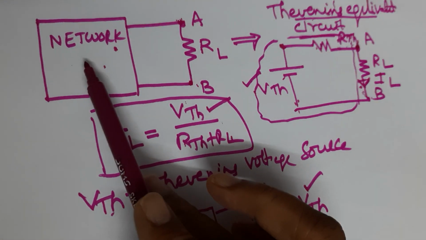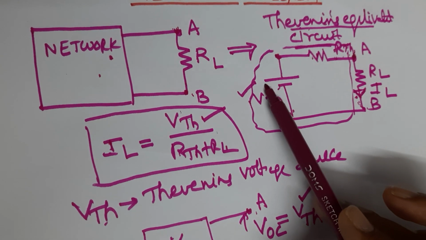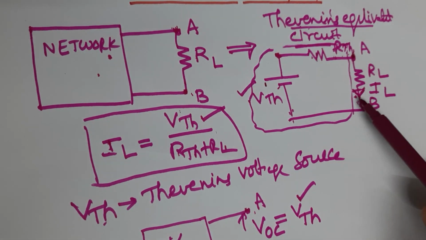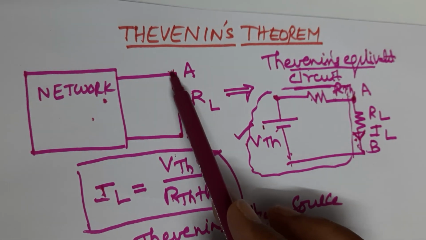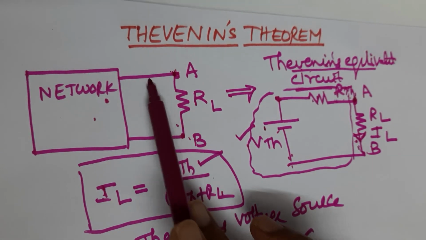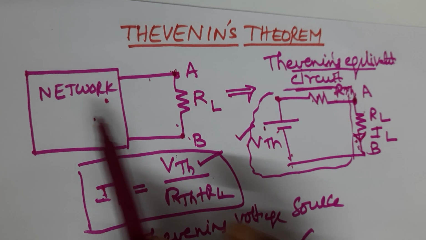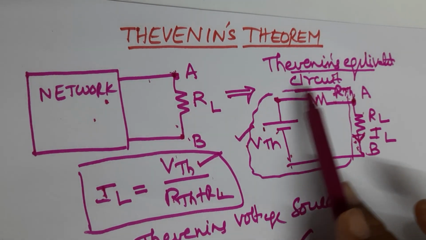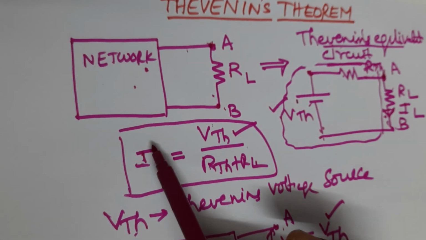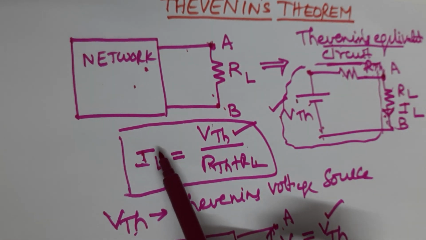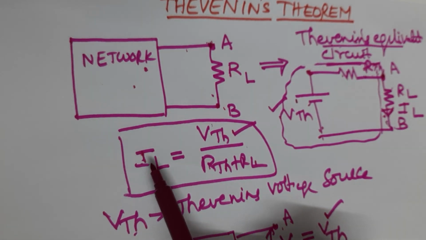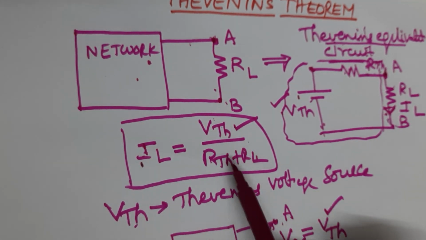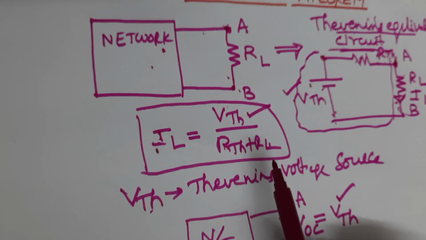Once we replace the network with a single voltage source and a single resistance, then we connect back the load resistance which was already there across the terminals. The same value will be connected here. Once the complicated network is replaced by a simple circuit like this, we can easily find out the current flowing through the load resistance by using the series circuit formula IL equal to VTH by RTH plus RL. Thank you.